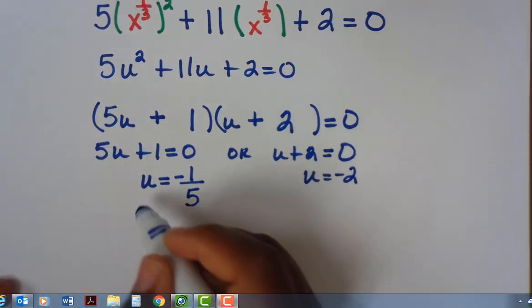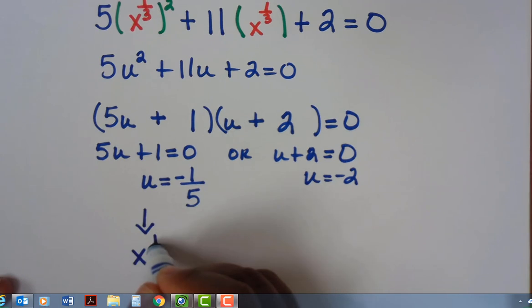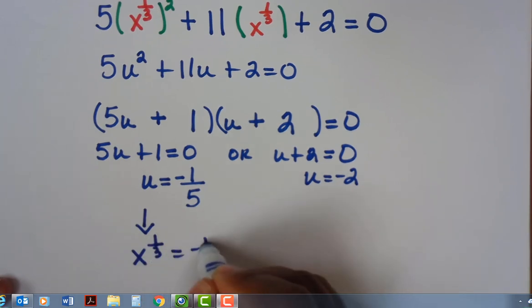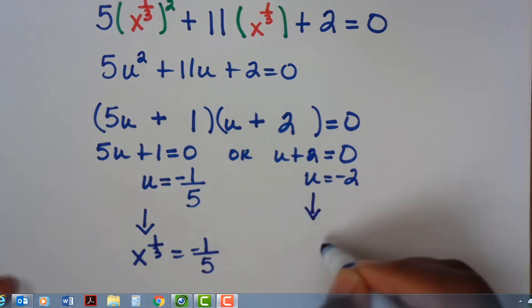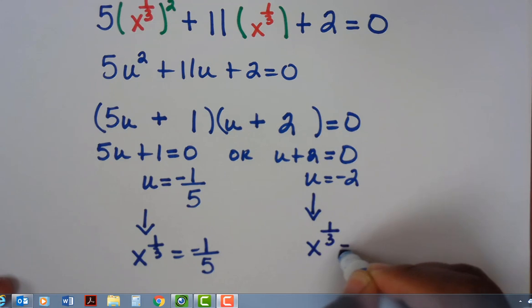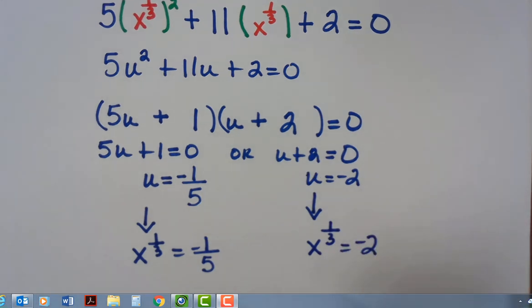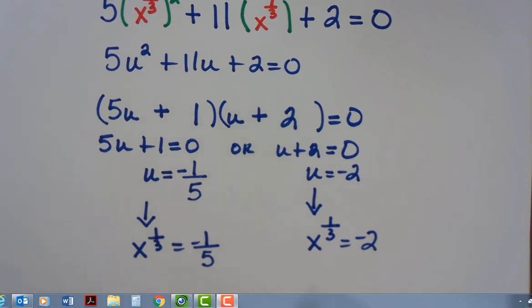x^(1/3) is equal to negative 1/5. And then for the second equation, x^(1/3) is equal to negative 2. And then we're going to solve each of these. So how could we solve for x for each of these? Now, if you wanted to, you could take this x^(1/3) and write it as a radical, as the cube root of x, and then cube both sides.